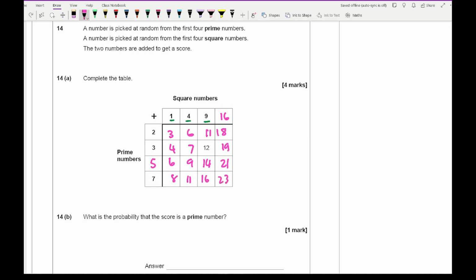The next question then says, what is the probability the score is prime? We just need to highlight all the prime numbers. So we've got 3, so all in all, we've got 4 out of 8.